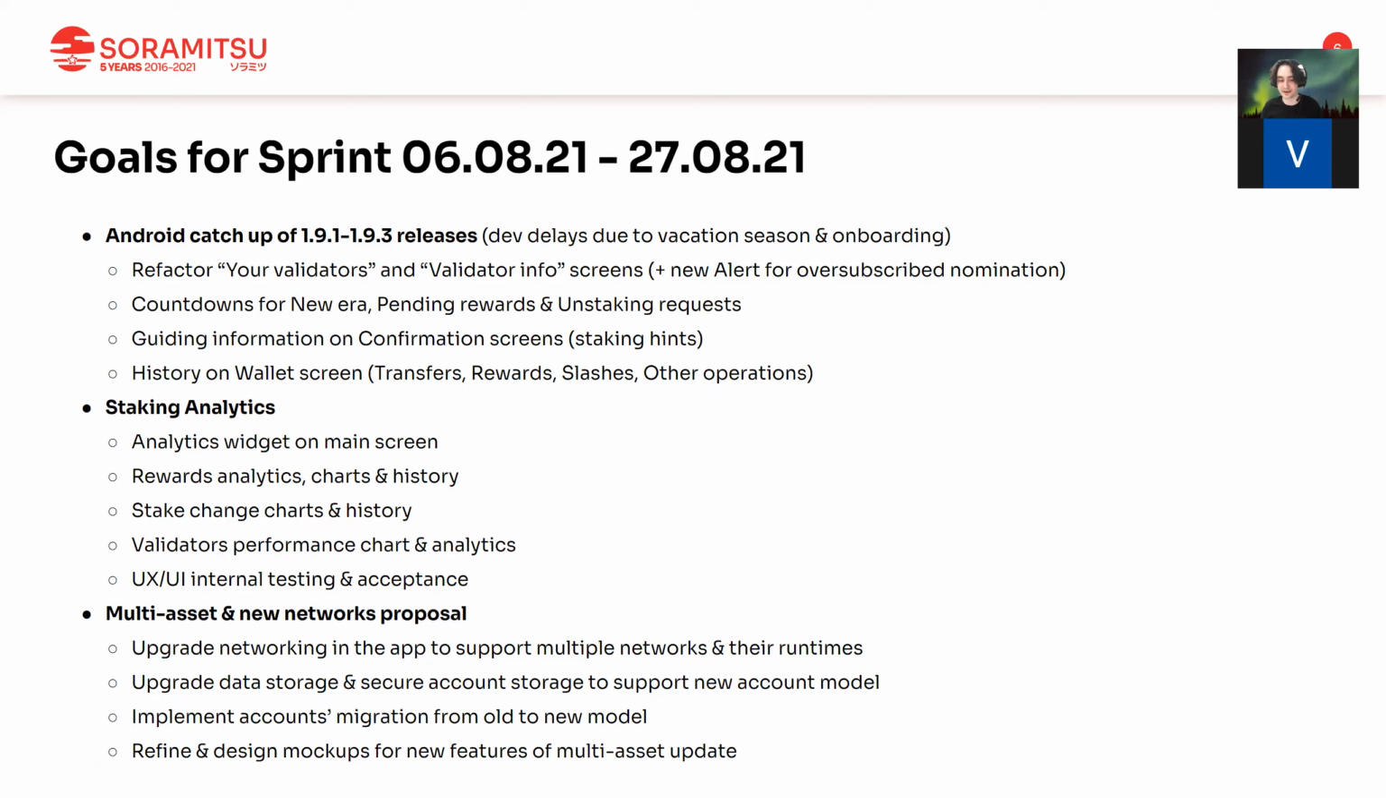And the third point is the multi-asset and new networks proposal scope, which we have decided to start with the most complex tasks, which are to teach Phyllis Wallet to communicate with multiple networks and to understand them, because all parachains in the Polkadot and Kusama ecosystem are unique, and mobile applications such as Phyllis Wallet need to understand how to communicate with them. So we have been working on improving the networking of the application.